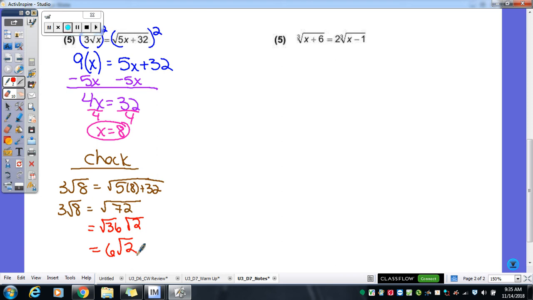So that simplifies into 6 radical 2. Over on the other side, for our 8, we'll use 4 and 2. What's the square root of 4? Times the 3, though, also gives us 6 radical 2. So that checks out. 6 radical 2 equals 6 radical 2.